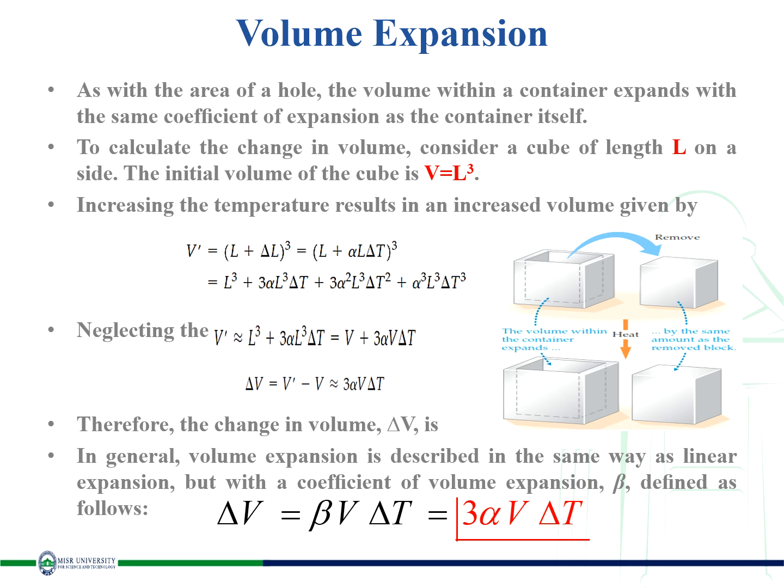For a quantitative understanding, if we consider a cube with initial volume V equals L cubed, an increase in temperature, delta T, leads to a new volume V prime. After expanding, L plus delta L, cubed and simplifying by neglecting very small terms, we find the change in volume, delta V, is approximately 3 alpha V delta T. This leads us to the general formula for volume expansion, delta V equals beta V delta T. Importantly, beta, the coefficient of volume expansion, is exactly 3 times the linear expansion coefficient, alpha.